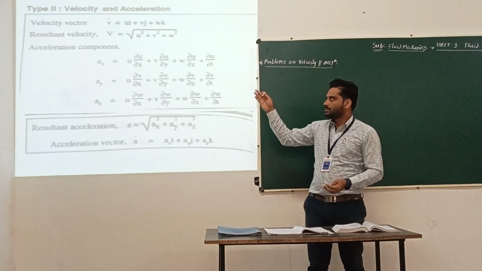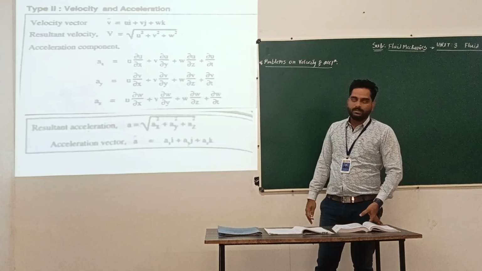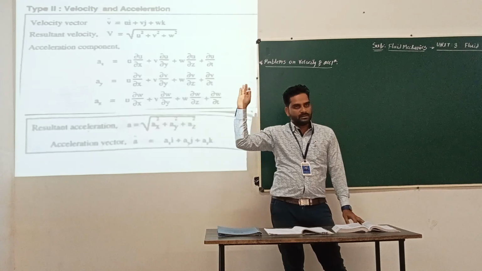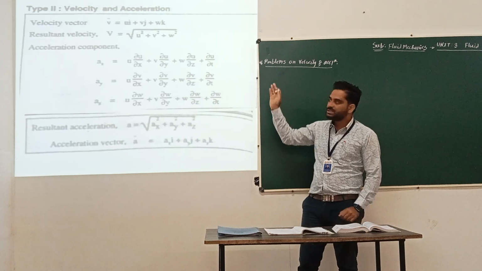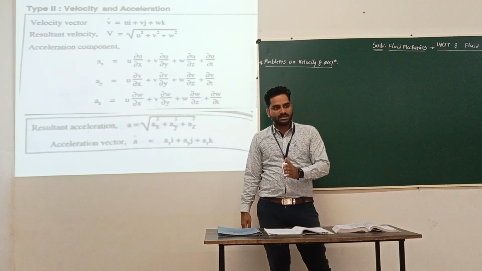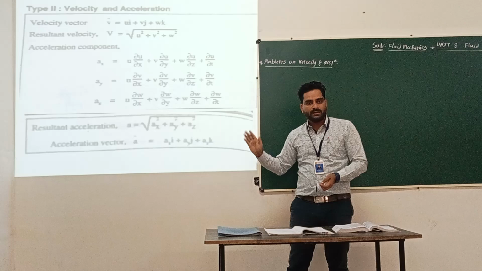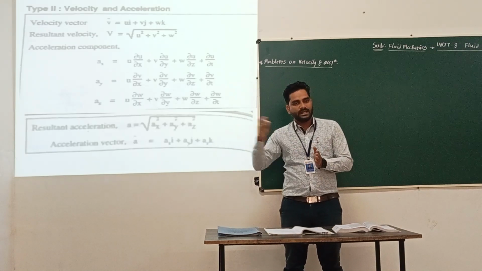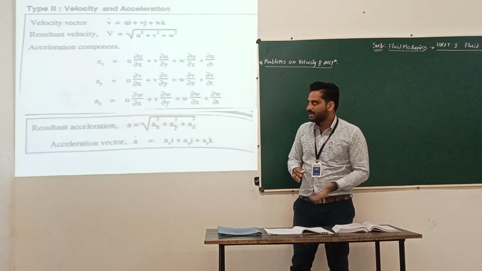We have noted down this derivation and various formulas. The first formula is the velocity vector, the standard velocity vector: V bar is equal to ui plus vj plus wk. Next, resultant velocity. How to calculate resultant velocity? V is equal to under root of u square plus v square plus w square, where u is the velocity in x direction, v is the velocity in y direction, and w is the velocity in z direction respectively.